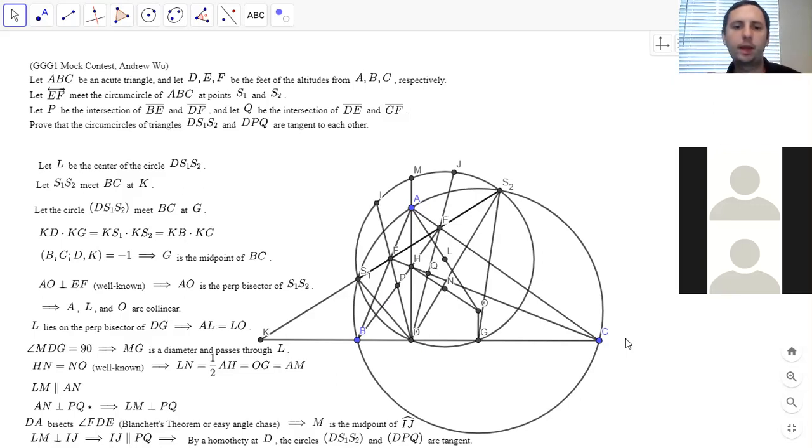Oh wait, no, they don't have the same power. So wait, Feng, can you mention again how you prove that PQ is perpendicular to AN? Oh yes, PF times PD is equal to PH times PB. Yeah, so P has the same power with respect to the 9-point circle and the circumcircle of HBC. Oh, HBC. Okay. Yeah. And they lie on the radical axis of those two circles.